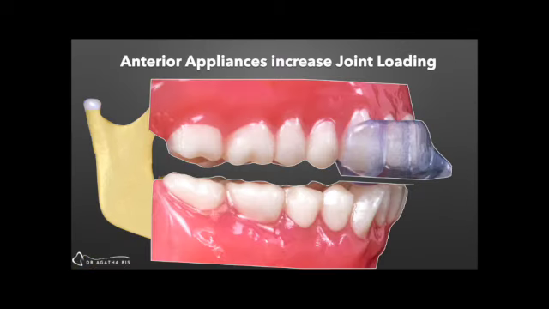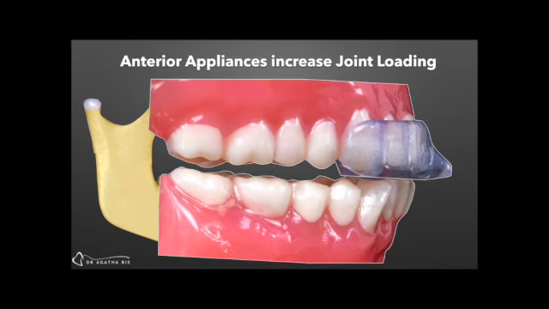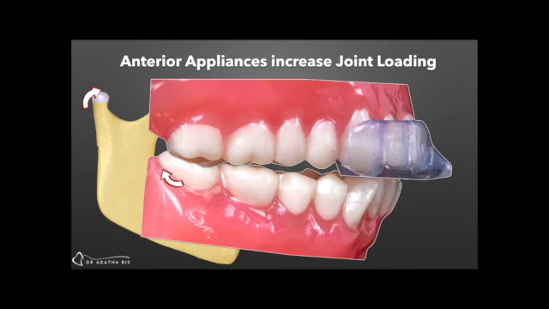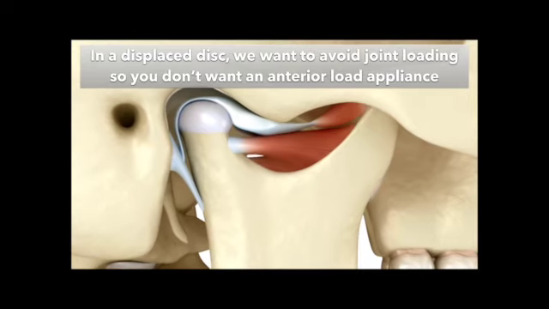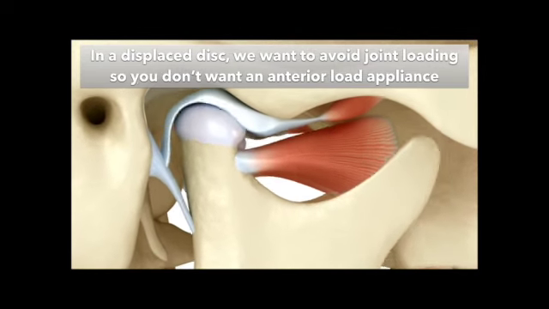So this is why anterior appliances are contraindicated in a joint patient or a joint dysfunction patient, because they increase that joint loading. If you place an anterior appliance in, you're essentially allowing the mandible to slide forward and back and seat that condyle. So if the condyle is already damaged, or if there is inflammation or disc displacement, you're going to cause pain.